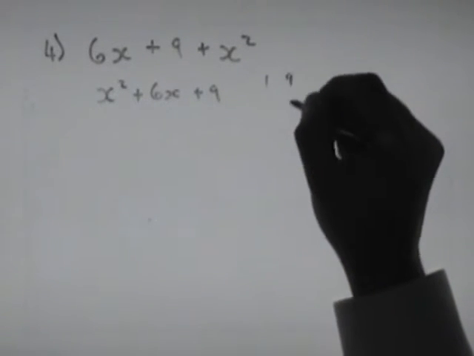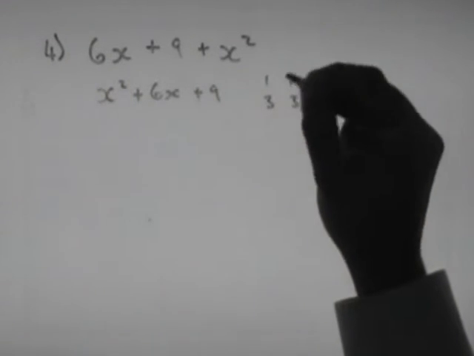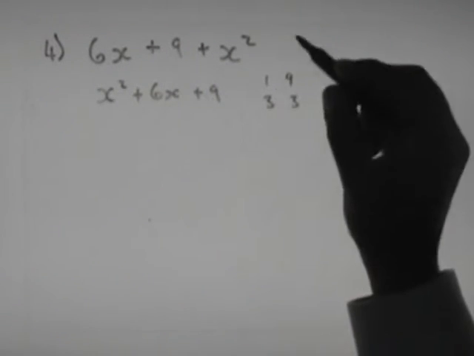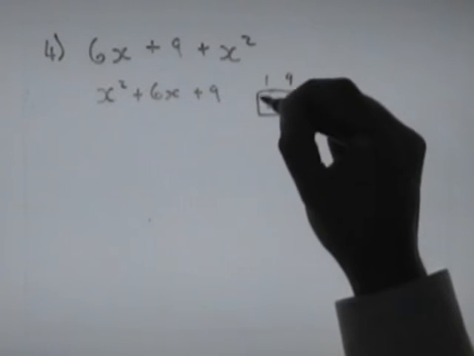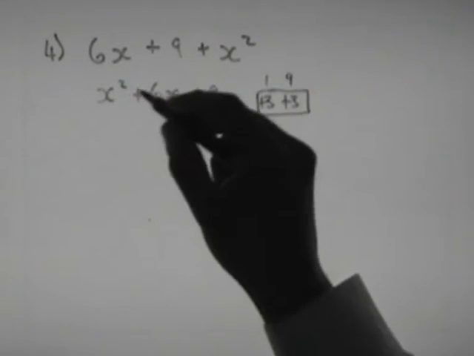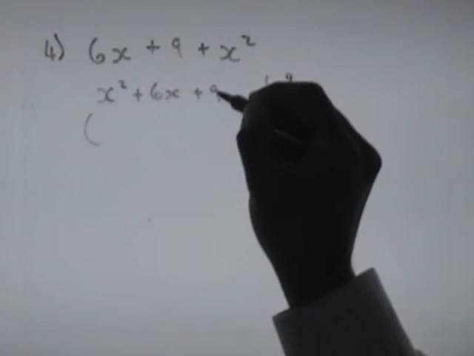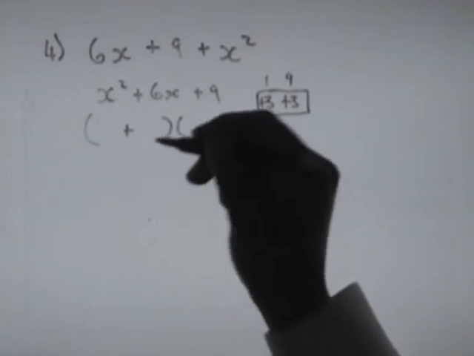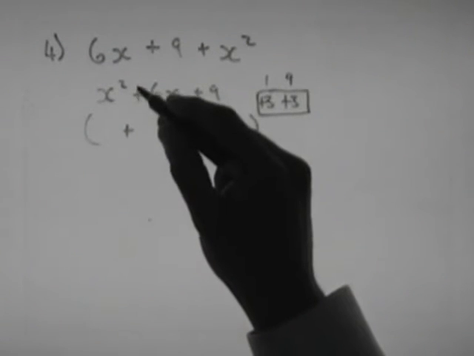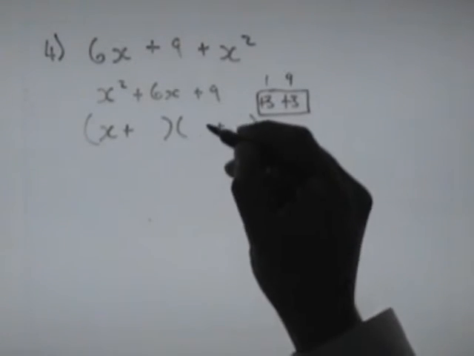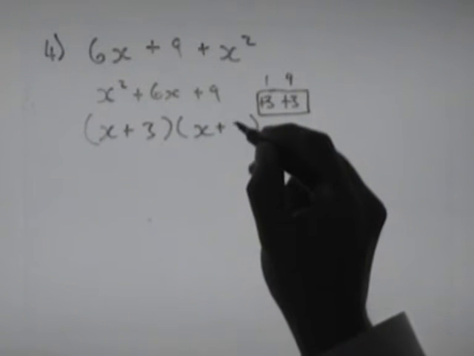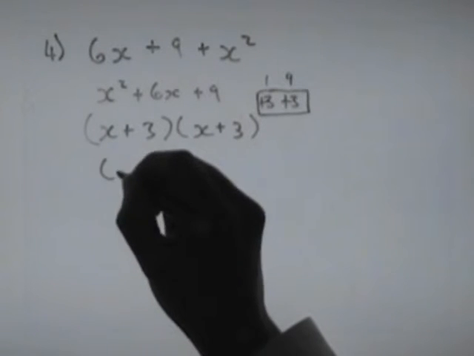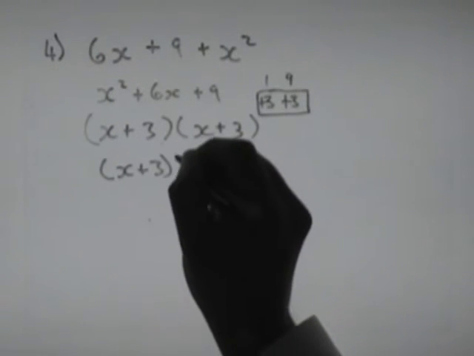Factors of 9 are 1 and 9, 3 and 3, and there are no other factors. Which pair of these are going to give us positive 6? This one over here, plus 3, which will give us plus 6. Because it's positive 9, both brackets are going to be positive or negative, but because that's positive, both will be positive. X in each bracket, x plus 3 multiplied by x plus 3. We can take it one step further and turn this into x plus 3 squared.